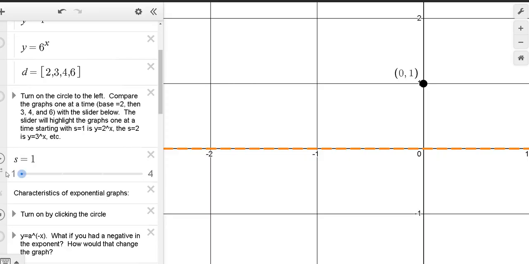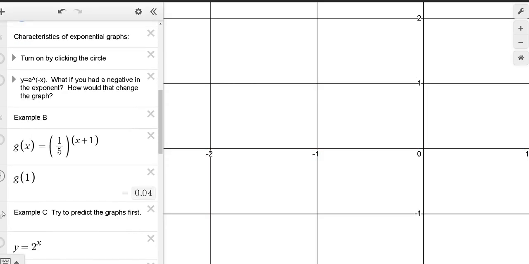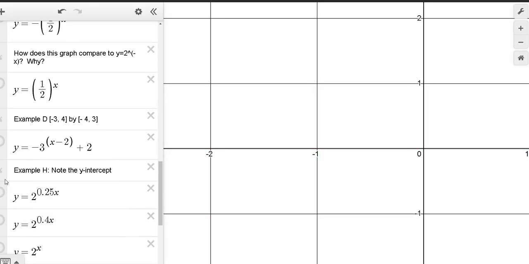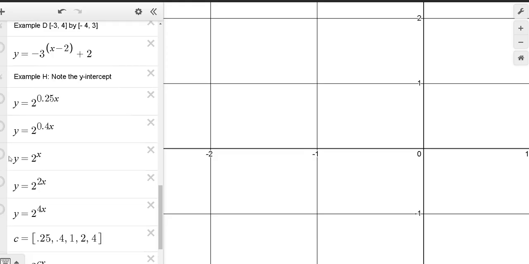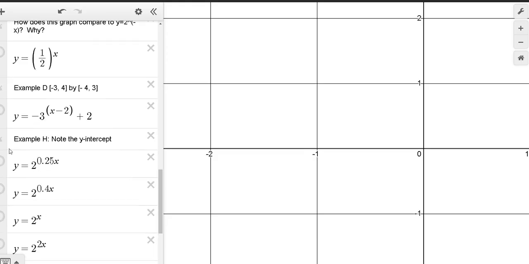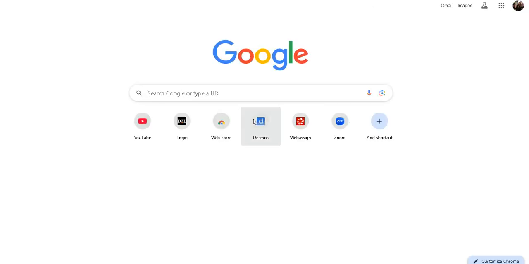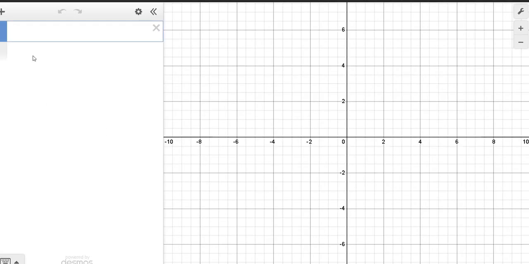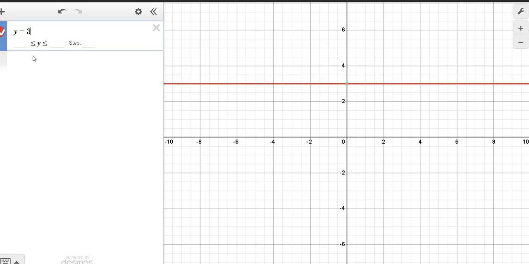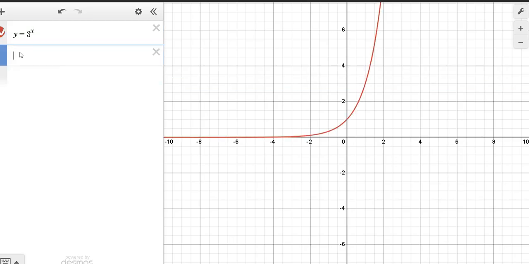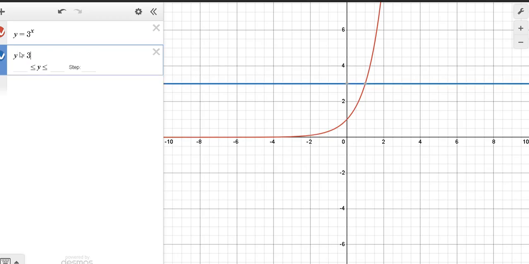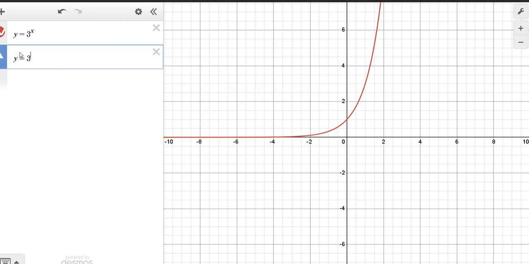and this as well. Let's move down to, let's see, example D here. I thought I had it set up differently. All right, let's just do this. So we've got y equals 3 to the x, and this time I want to do y equals 3 to the x minus 4.